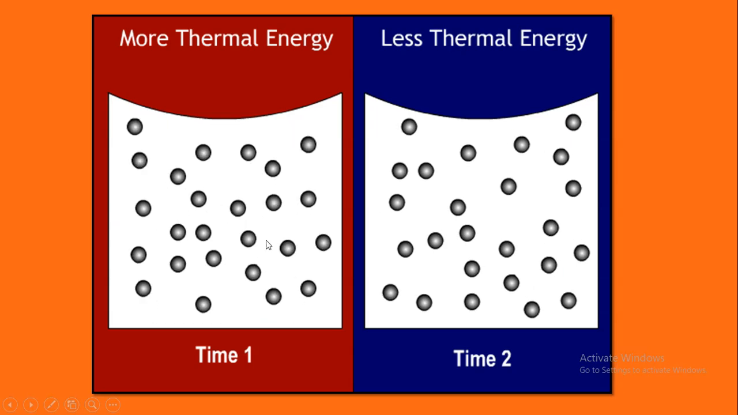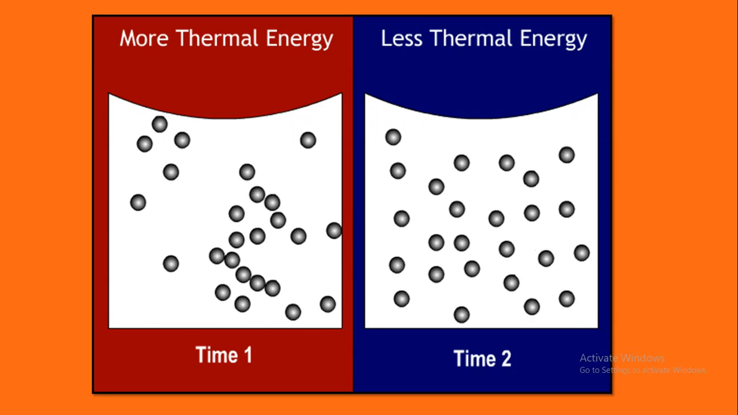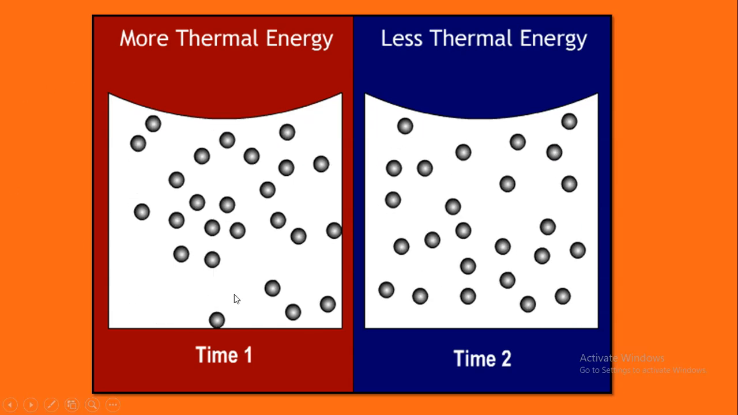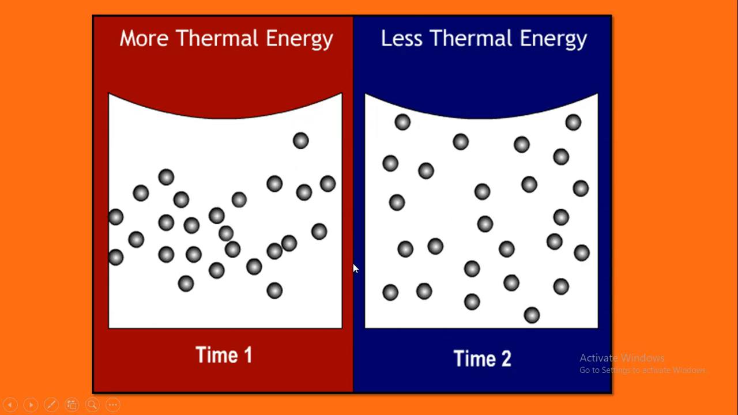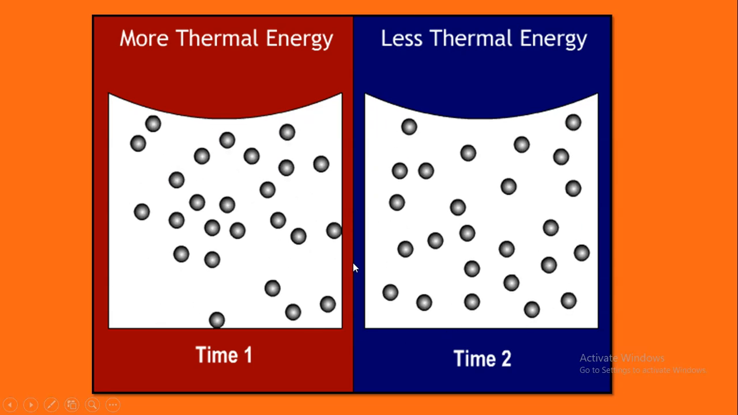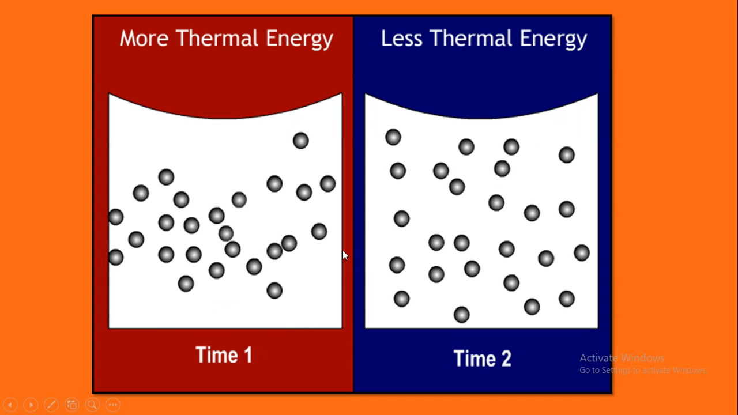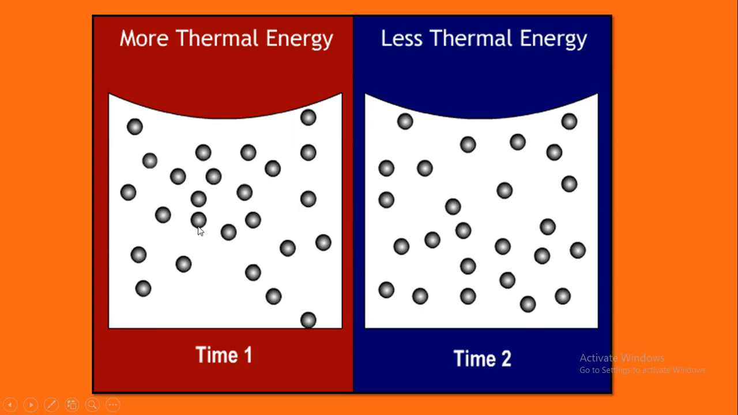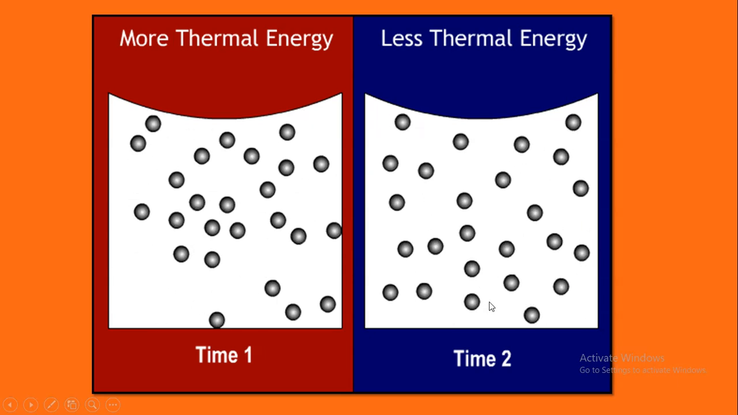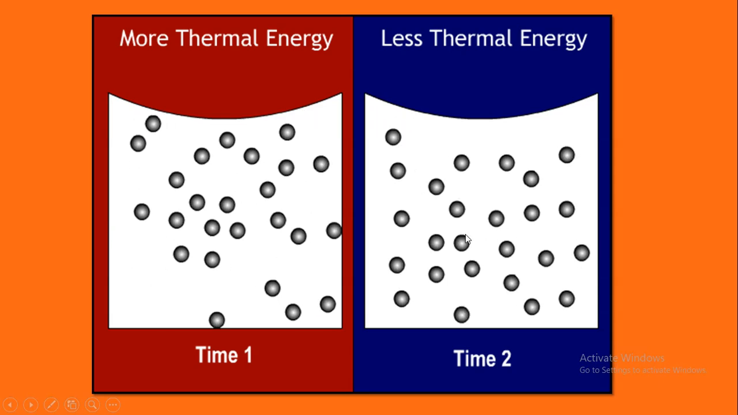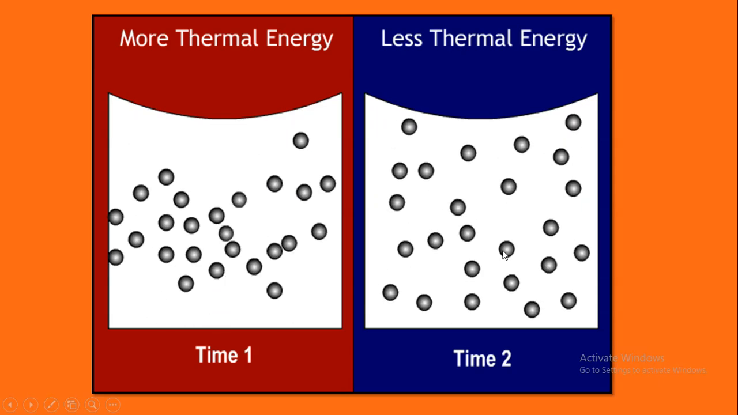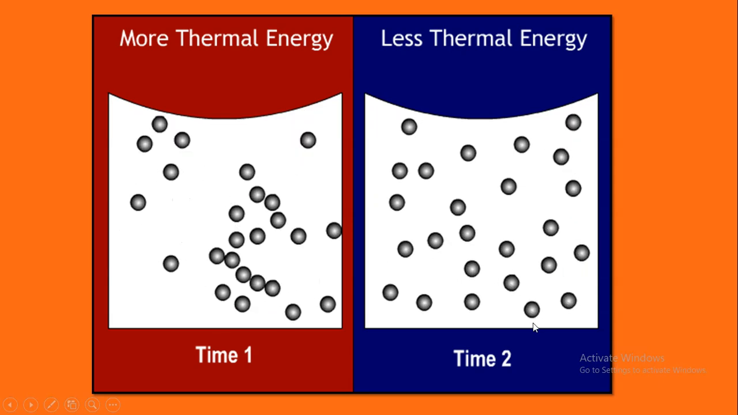Now I want you to look at this picture. See? This matter here has more thermal energy. That's why its particles are moving faster than this one here. This matter has less thermal energy.